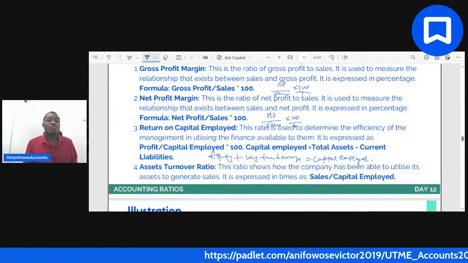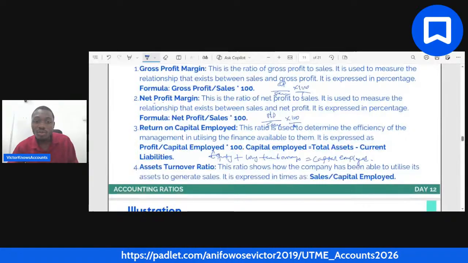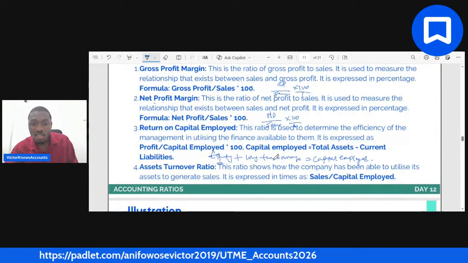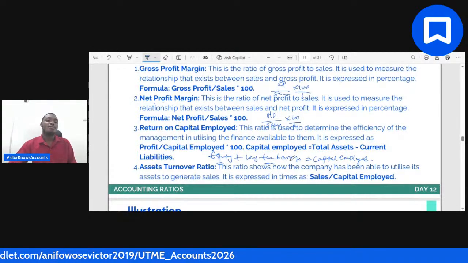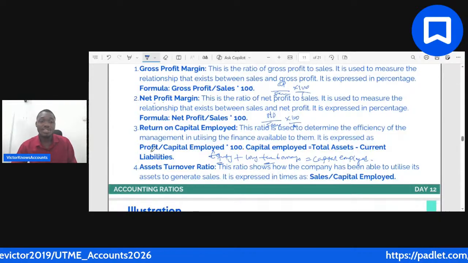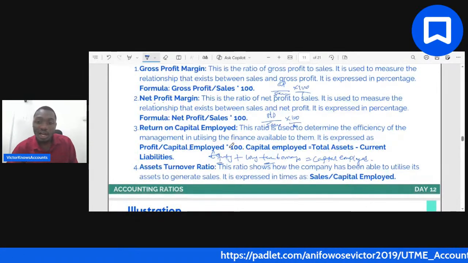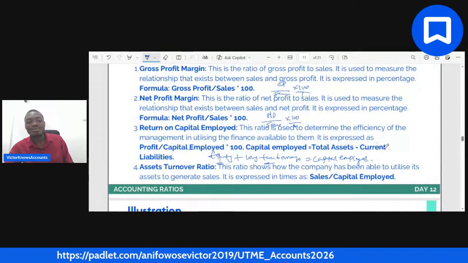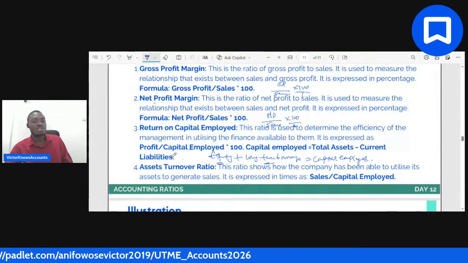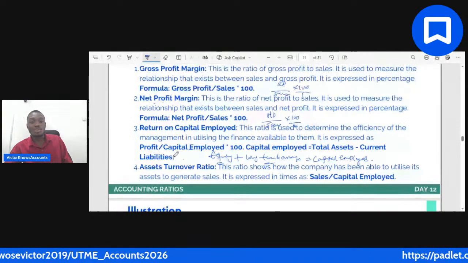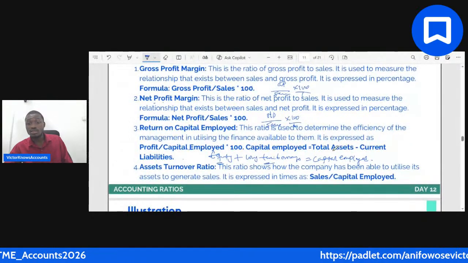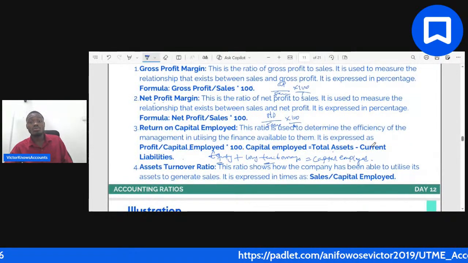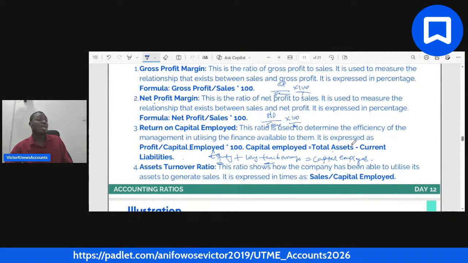So the capital employed is in form of the amount contributed by the owner and money borrowed from outsiders. So it's simple. It is simply expressed as profit over capital employed times 100%. You can calculate capital employed by saying equity plus long-term borrowings, or you can say total assets minus current liability. It is still the same thing. Why is that? Because your total assets is supposed to equal your liabilities. Asset equals liability plus equity.